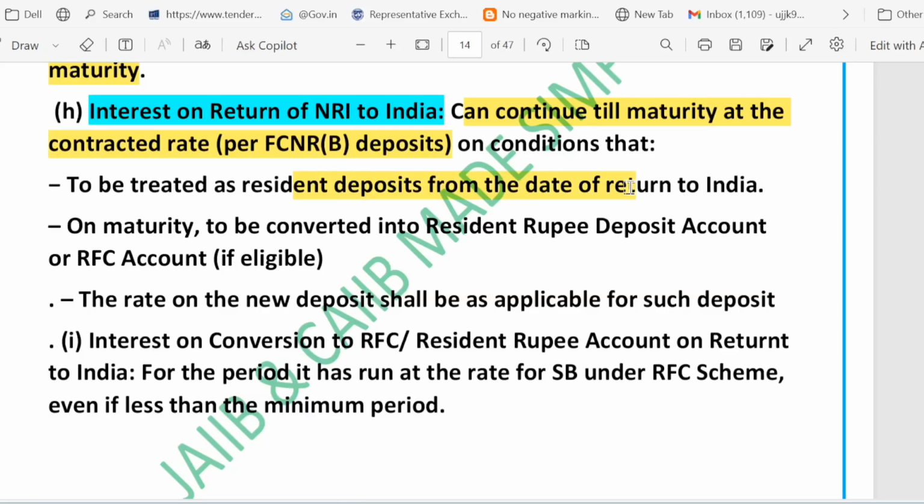Second, on maturity, the account holder must convert the matured amount into either a resident rupee account or an RFC account if eligible. So it can continue till maturity at the contracted rate on condition that it is treated as a resident deposit from the date of return, and on maturity it can be converted to a resident rupee deposit account or RFC account. The new deposit will then earn whatever rate applies to that new type of account. So you don't suddenly lose the FCNR rate just because you return. The bank will treat the deposit as resident but can let it run at the original contracted rate until it matures. Afterward, you can choose an RFC or rupee account.